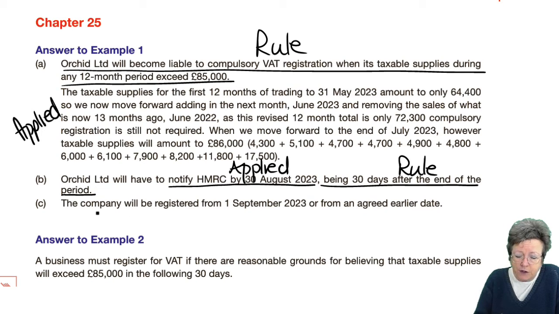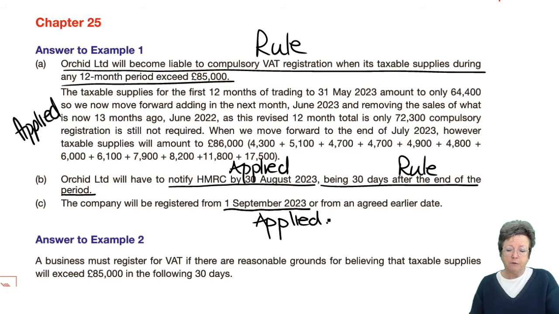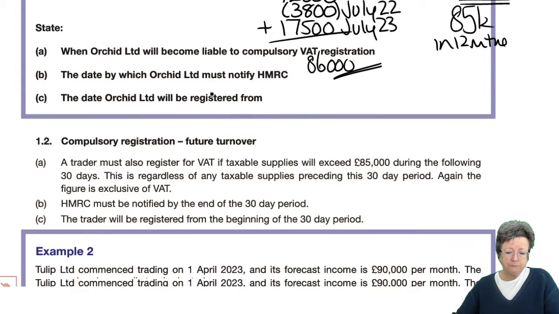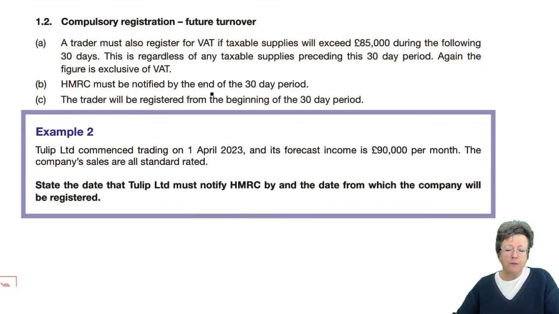And then this is the rule. That's the application of the rule, the start of the next period, so it'll be the 1st. Now it's always in days, never months, okay, because obviously some months have different numbers of days in it. Okay, now that's the historic, what happened in 12 months up to a certain date.